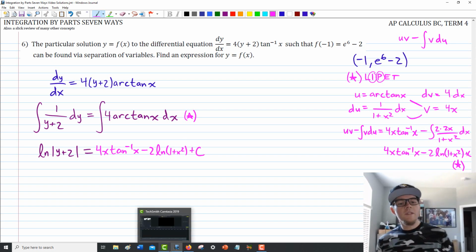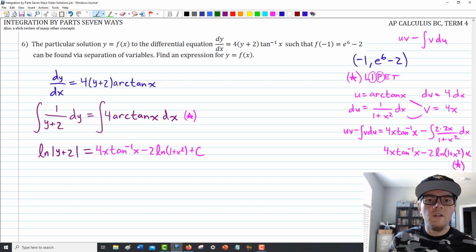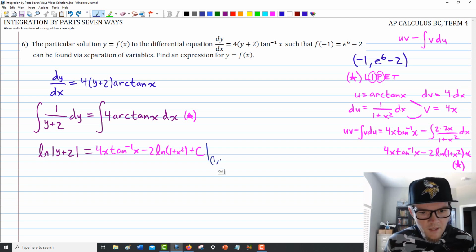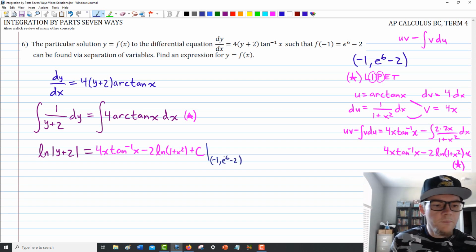Okay, so there is our work. We did the antiderivative. That was the integration by parts problem. Now it's up to us to actually evaluate this. So I'm going to go ahead and plug in that ordered pair, negative 1 comma e to the 6th minus 2. Negative 1, that's important. When you plug it in, we get on the left side the natural log of e to the 6th minus 2 plus 2, which is just the ln of e to the 6th. And by the way, that's just equal to 6.